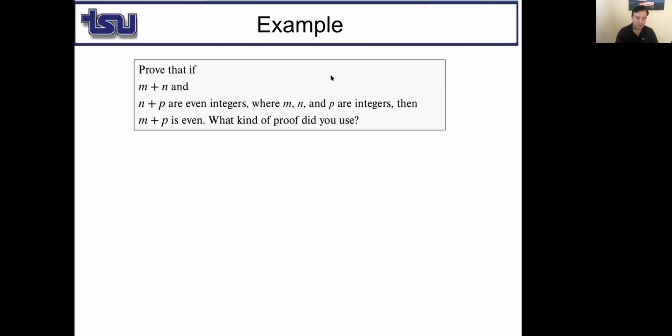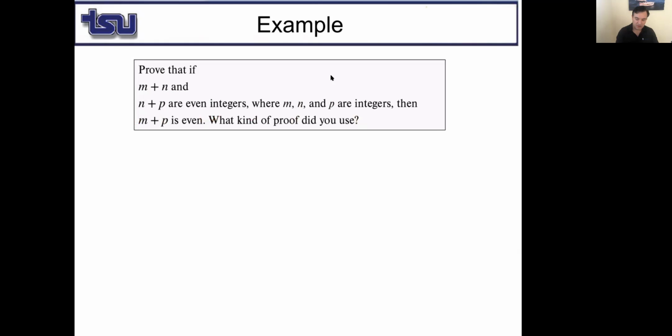All right, now we are going to prove that if m plus n and n plus p are even integers, so we have this is an even integer, this is an even integer, where m, n, and p are integers, then we will show that m plus p is even. And we are going to use direct proof in this case because it's pretty simple.